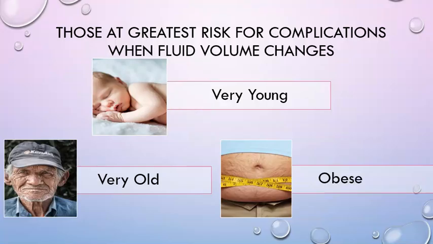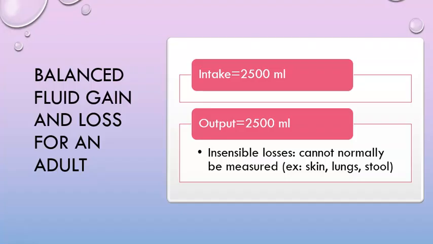Those at greatest risk are the very young, the very old, and the obese. If you look at the obese population, of course, they're going to have more body fat, which means that there's less body water because fat cells contain less water than other cells. They have little to no reserve of fluids, so we've also got to monitor them for dehydration.